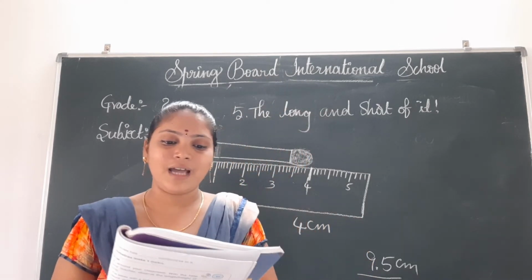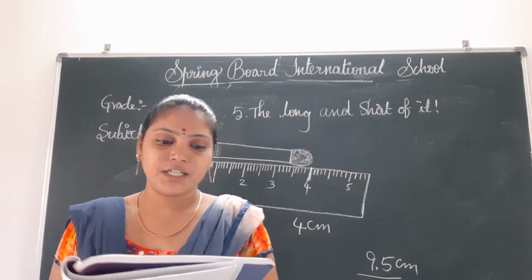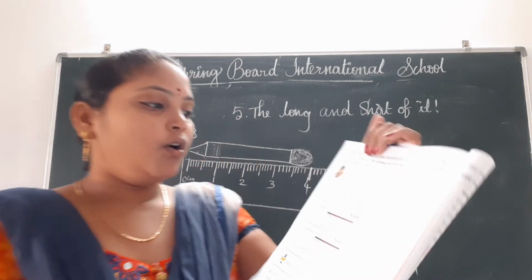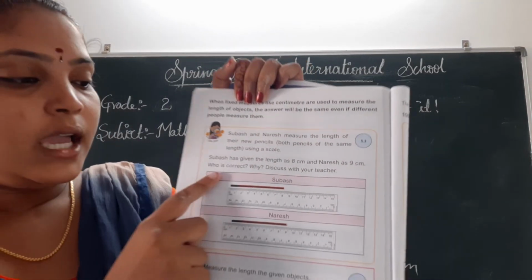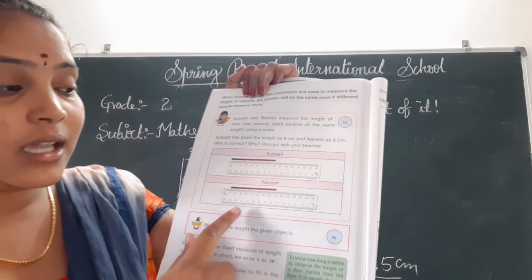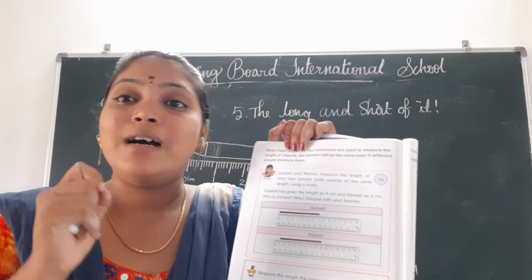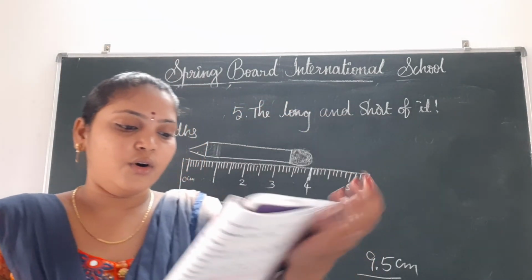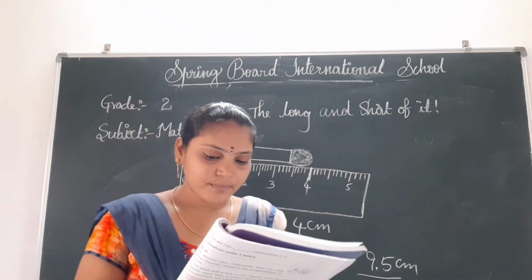Subhash has given the length as 8 centimeters and Naresh as 9 centimeters. Who is correct? Discuss with your teacher. Subhash has given the length of the pencil as 8 centimeters. He kept the pencil at 0 centimeters. But Naresh kept the pencil on number 1 centimeter, not at the start. Is it correct, children? No. So which one is correct? Subhash is correct.